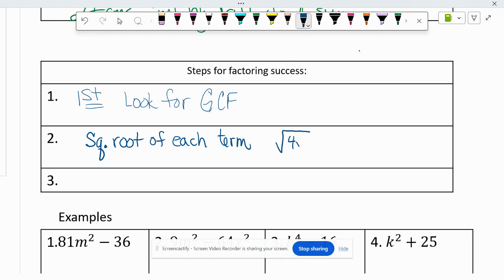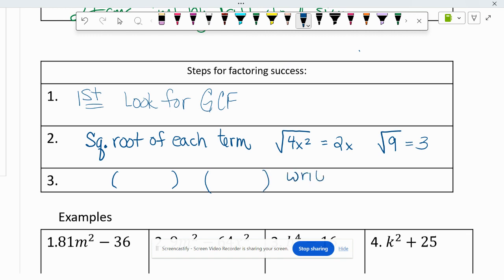So I'm going to put an example here. 4x squared is my first term. Remember, you have a chart of perfect squares that should be in your journal. What number multiplied by itself gives me 4? 2. What number multiplied by itself gives me x squared? Good deal. Okay. And what if my other term was a 9? What number multiplied by itself gives me 9? Good job. So I take the square root of my two terms. And then what do I do with my two terms?